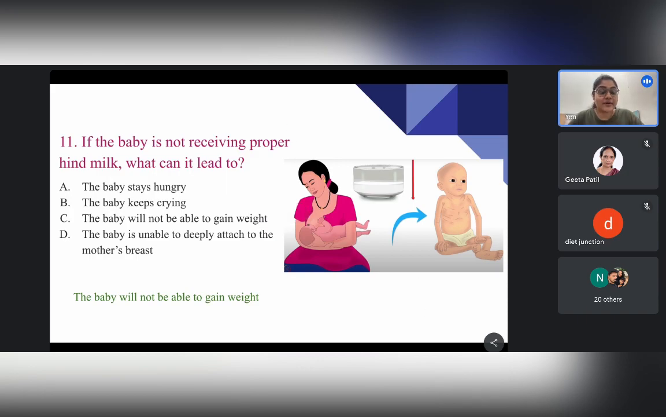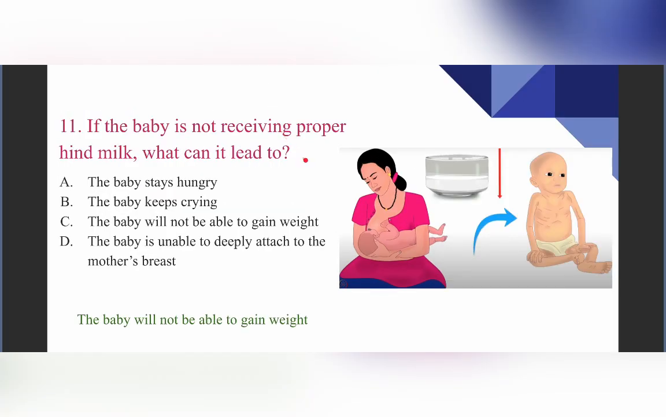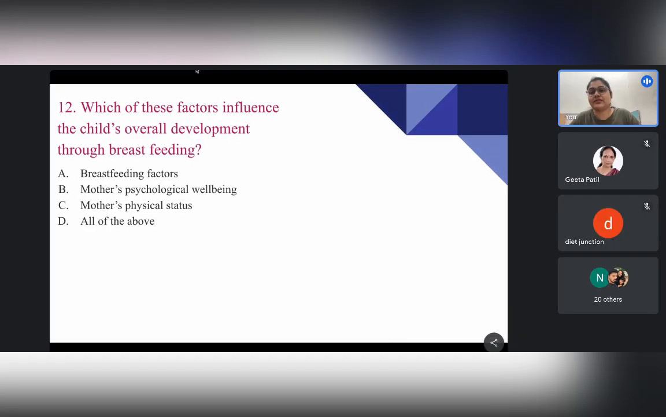So please remember the importance of hind milk and why it is required for the baby's initial growth and development. And what are the different good omega fatty acids which are present in the hind milk? Okay, we'll move on to our next question. Which of these factors influence the child's overall development through breastfeeding?